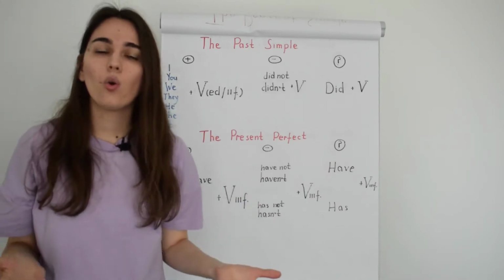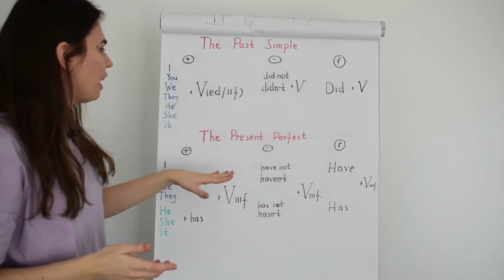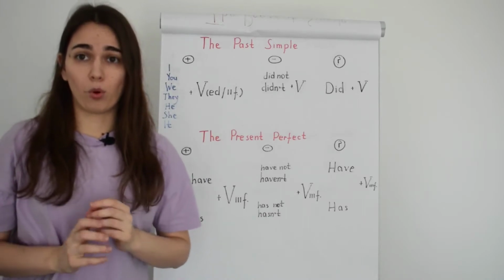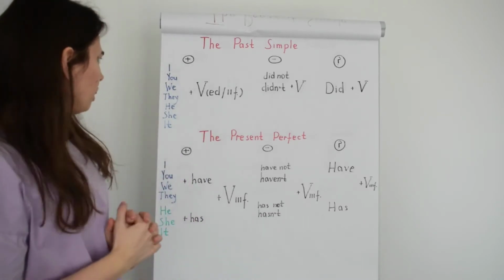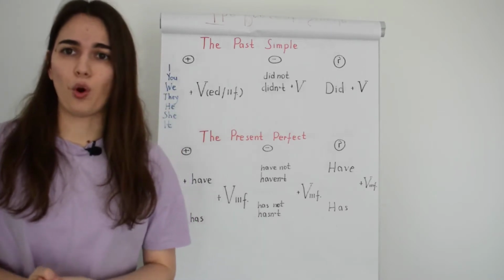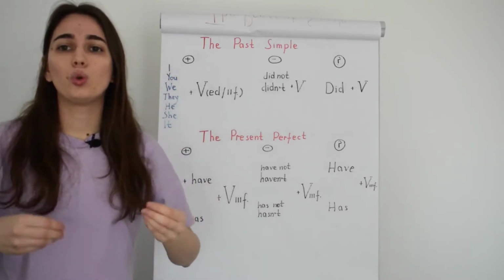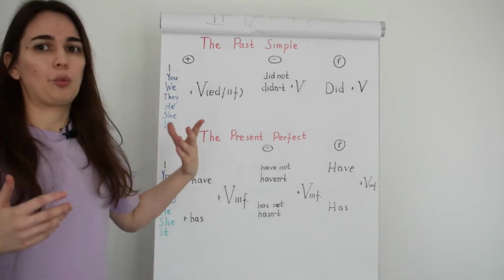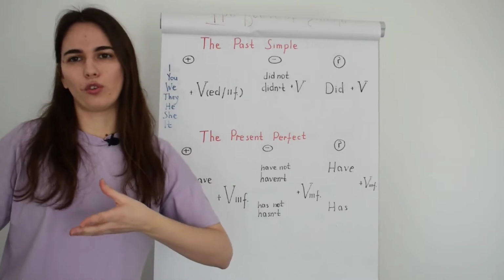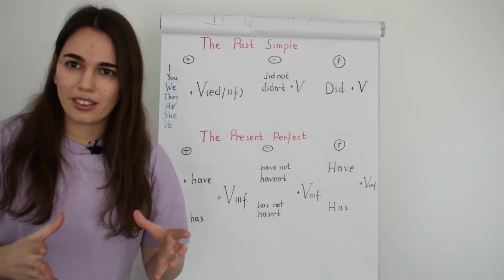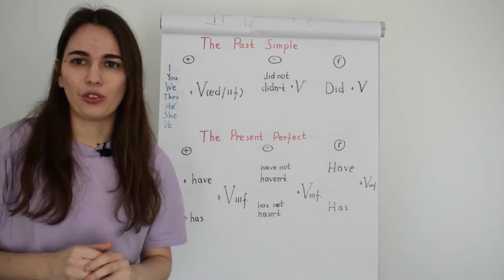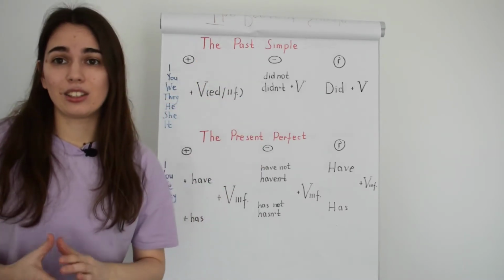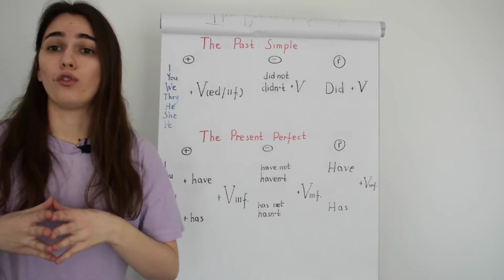And now we have the past simple and the present perfect. These are very important tenses as well, so let's look at them. First of all, let's look at how we form them. You probably know these 3 forms of the verbs. So you need this table in front of you, and in order to form the past simple, you really need to learn the 3 forms of the verb.